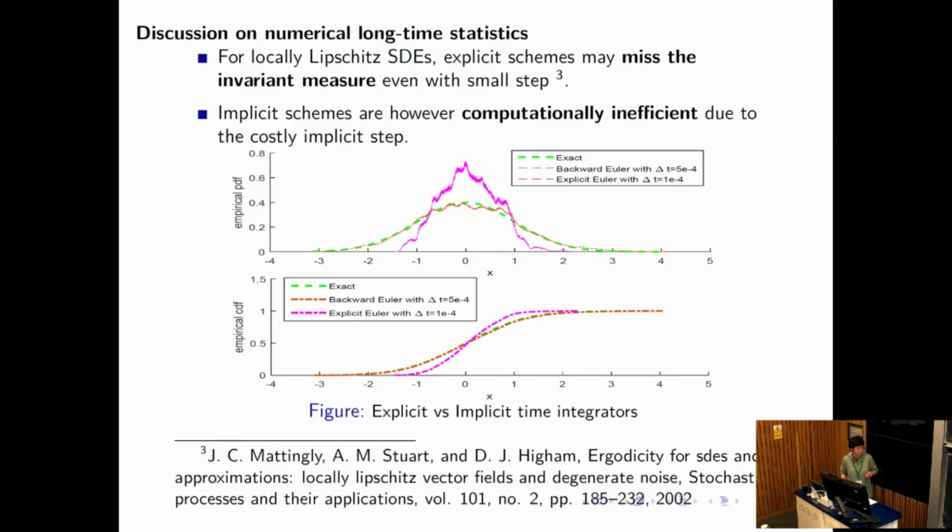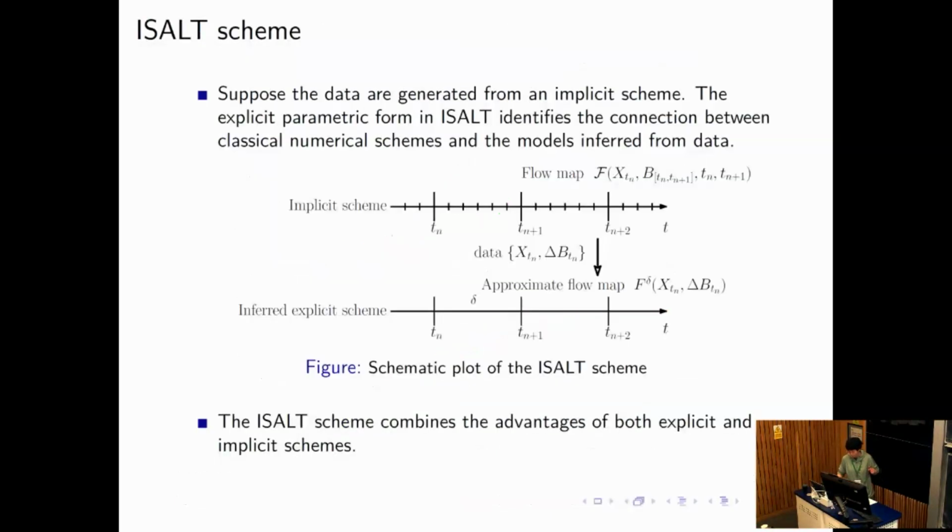However, the implicit scheme is very expensive. So we want to think: is it possible to combine the benefits of explicit and implicit together? We just use the common homogenization idea. You can run the implicit scheme for a short time, get high quality, high fidelity data, and then infer an explicit scheme based on the implicit data, and then use this inferred explicit scheme to approximate a longer time.